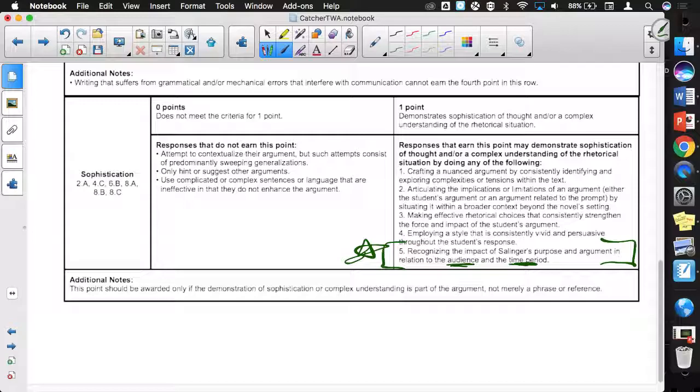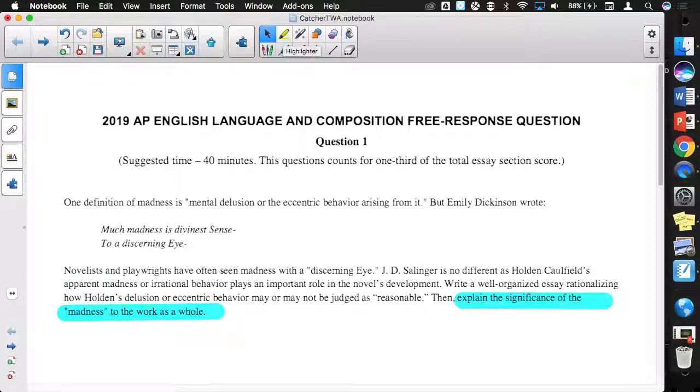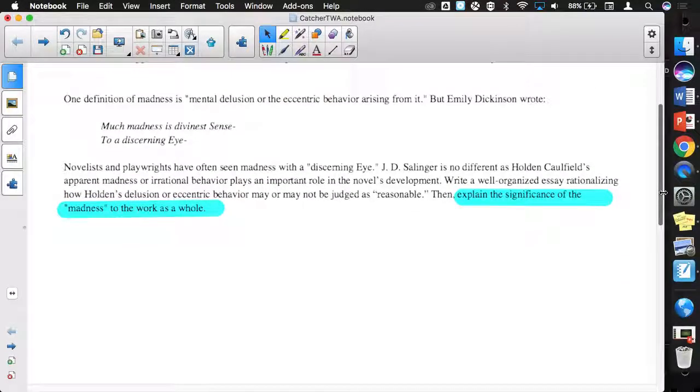So within the prompt itself, if there were a key phrase that I would look at, it would certainly be this: explain the significance of the madness to the work as a whole, because that could potentially begin a domino effect that would work in your favor to maximize what those points ultimately would be.